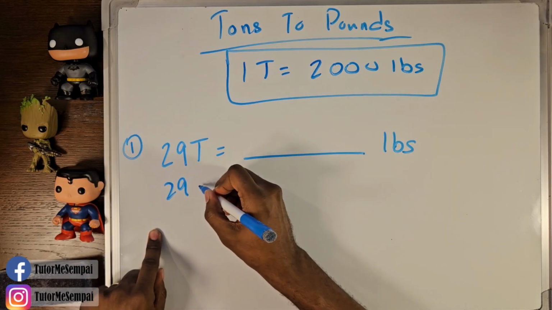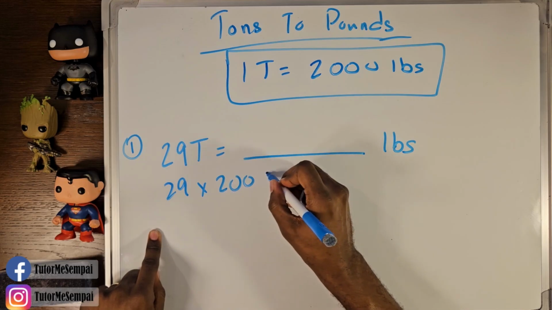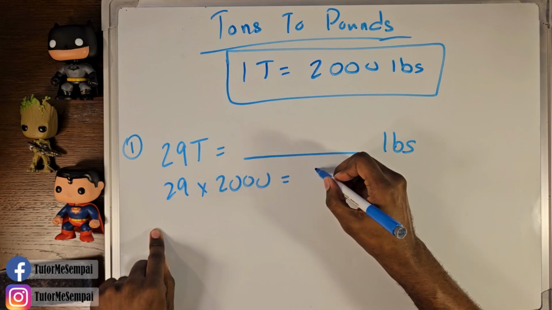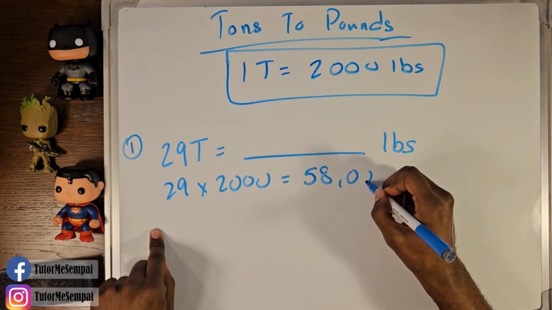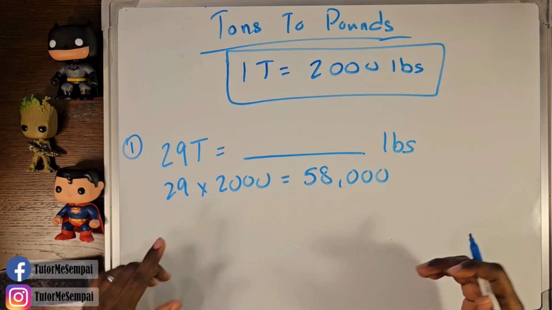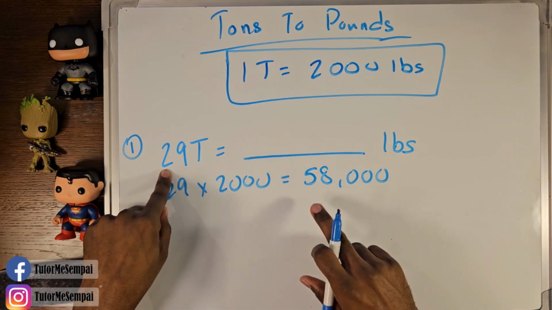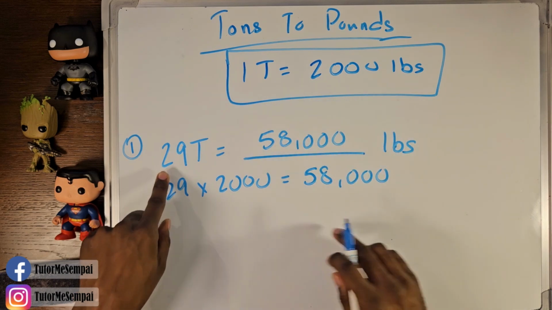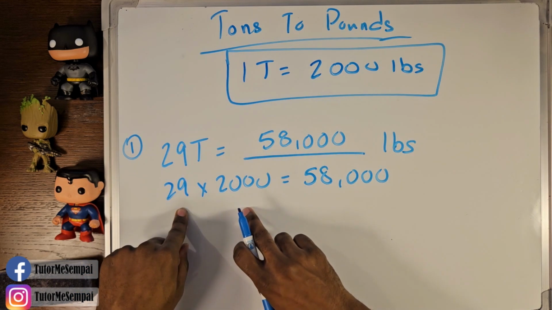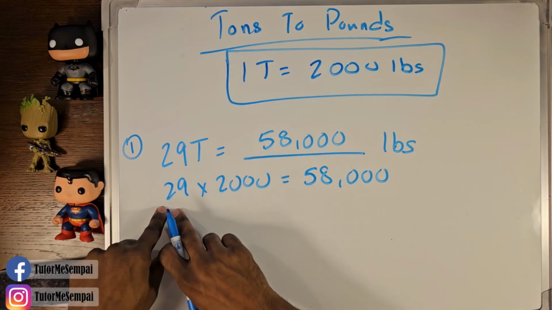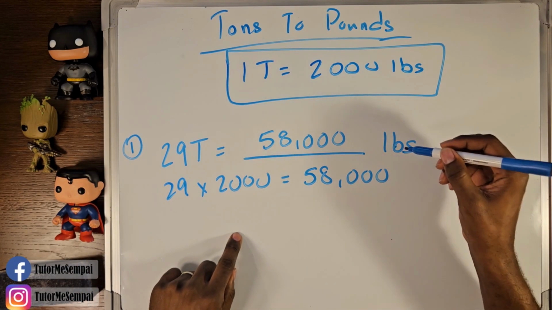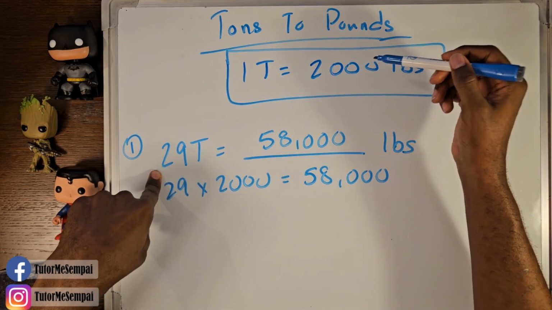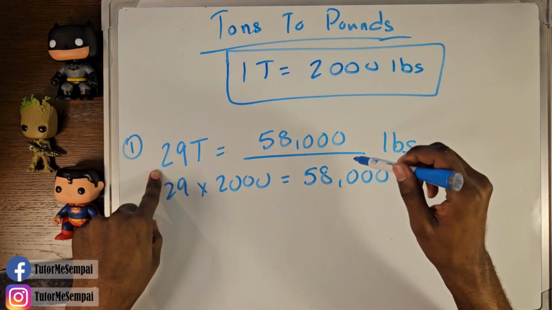So it's going to be 29 times 2,000. And when we do 29 times 2,000, we're going to get 58,000. That lets us know that when we have 29 tons, we're going to have 58,000 pounds. Each ton is 2,000 pounds. We have 29 of them. Do 29 times 2,000 to get your total number of pounds. Multiplying our total number of tons by 2,000 pounds gives you how many pounds you have now.